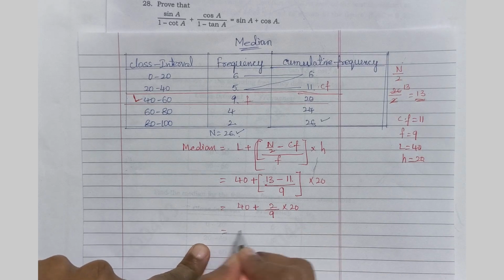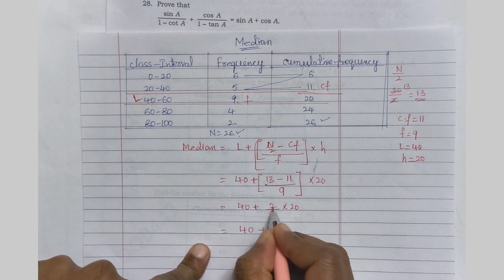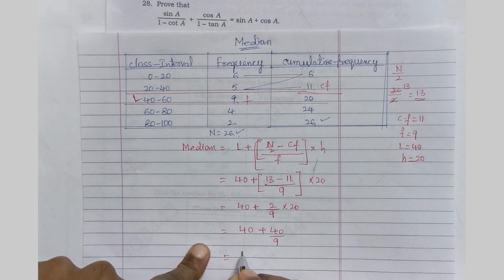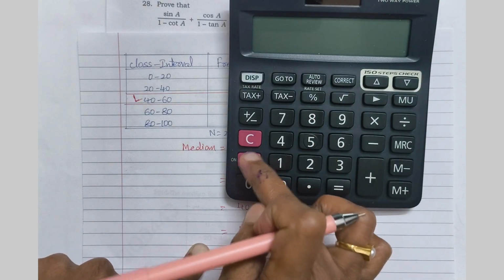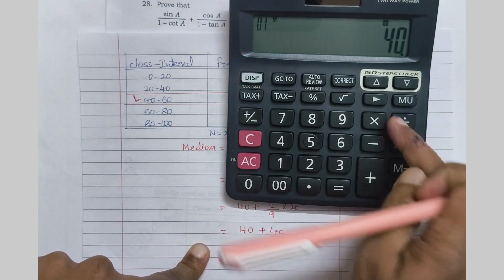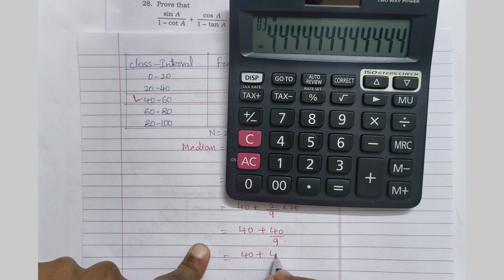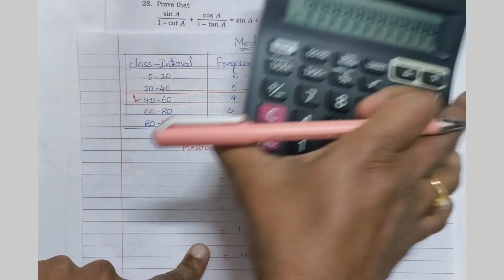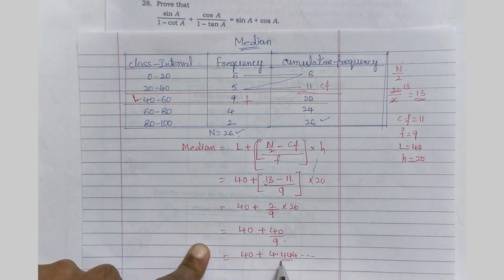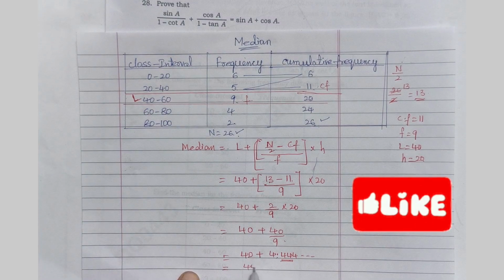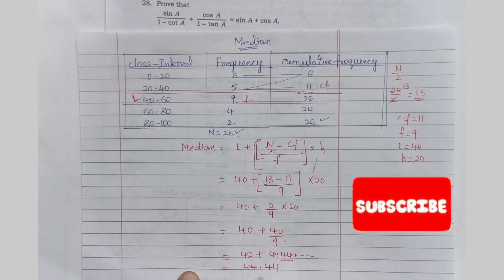So, 40 plus 40 by 9. 40 divided by 9 means you will get 4.444, repeating. After the decimal point we will take only 2 digits. So 40 plus 4.44 is 44.44.